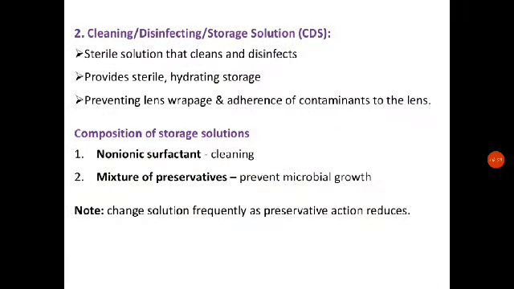And for cleaning purposes, non-ionic surfactants and a mixture of preservatives are also added.